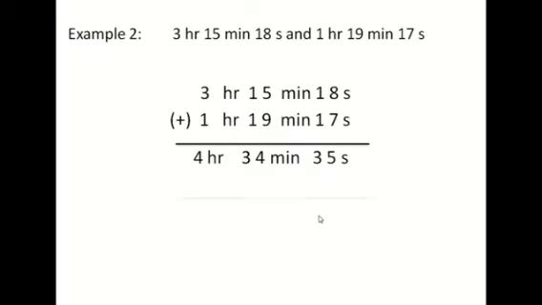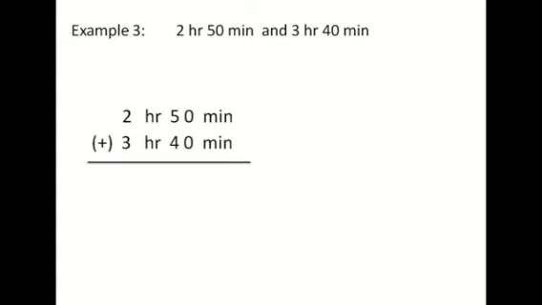It's very easy. Please complete it. 18 plus 17 gives you 35, so you have to write 35 seconds. Then 15 plus 19 gives you 34, so it is 34 minutes. 3 plus 1 gives you 4 hours. So it is 4 hours 34 minutes 35 seconds.